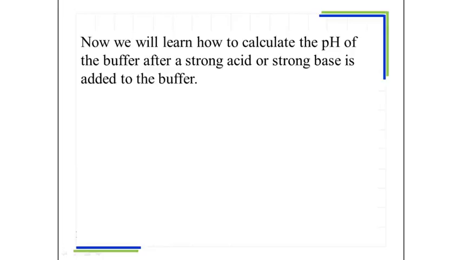Okay, so we learned how to calculate the pH of a buffer in the previous learning objective. Now we're ready to learn how to calculate the pH after you add a strong acid or a strong base. You don't have to add a strong acid or a strong base to a buffer to see it resist change, but we're only going to ask you to calculate the pH after adding a strong acid or a strong base because it's a simpler calculation for us to work through.